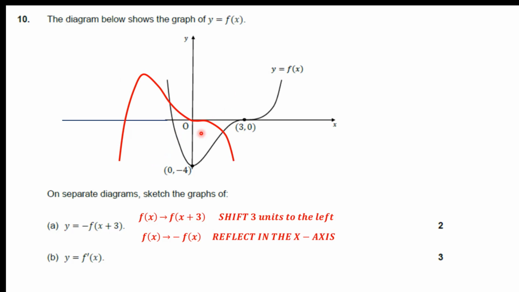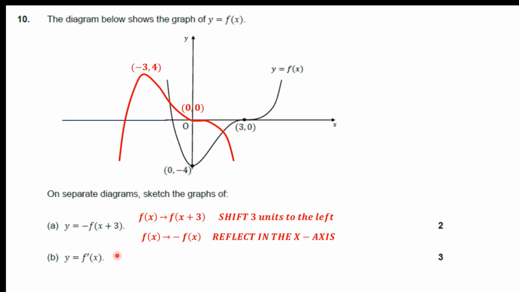So before we finish this, we better put some points on. We know that this point is (0, 0) because it moved 3. This point also moved 3, so it's going to be negative 3 across, and how far up? 4. So it's going to have to be (-3, 4). Now that's it. That's what you have to do for that one.